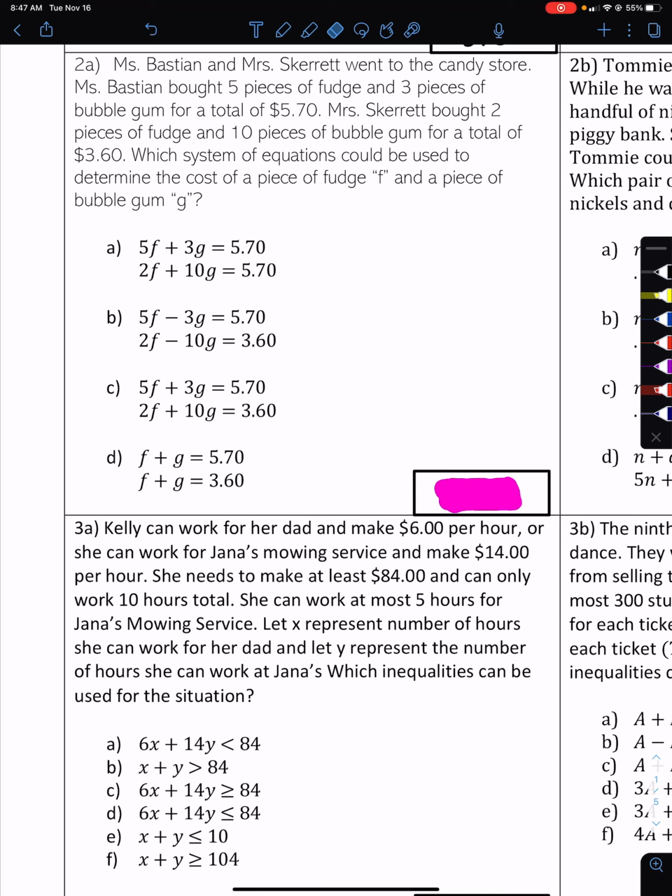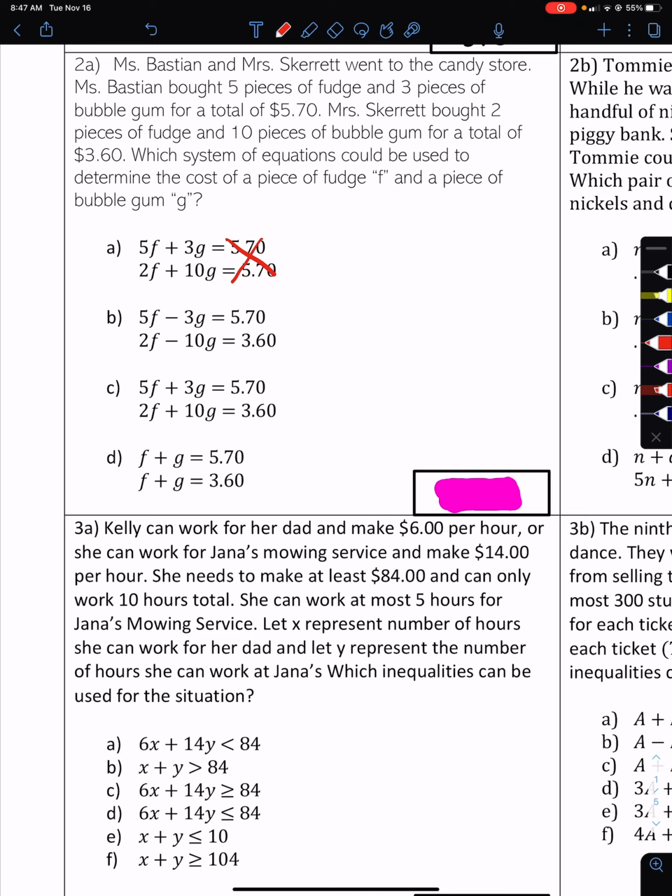Looking at the answers, is there anything I can eliminate that I can say already doesn't make sense? Yes, I'm going to say A, because Mrs. Bastian and I each have our own equation, but we didn't both spend 570. So I know it's not going to be A. Looking at B, C, and D, one of us spent 570, one of us spent 360.